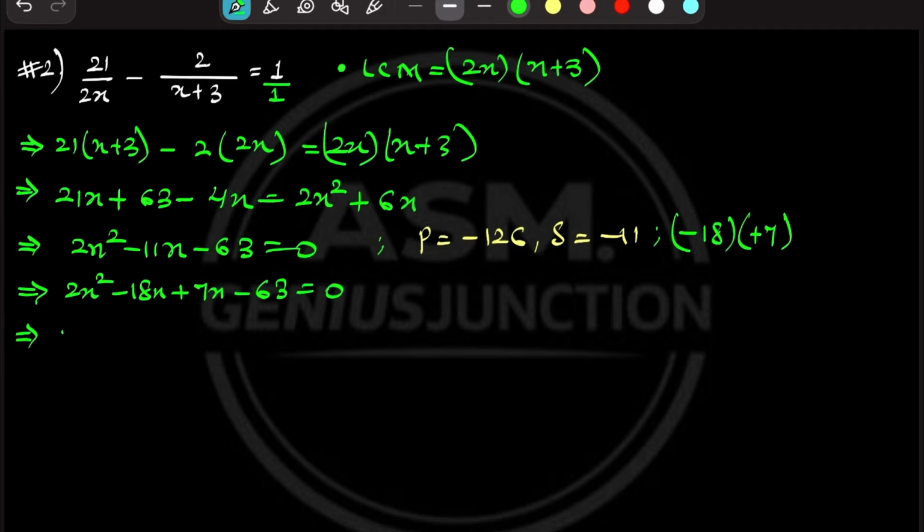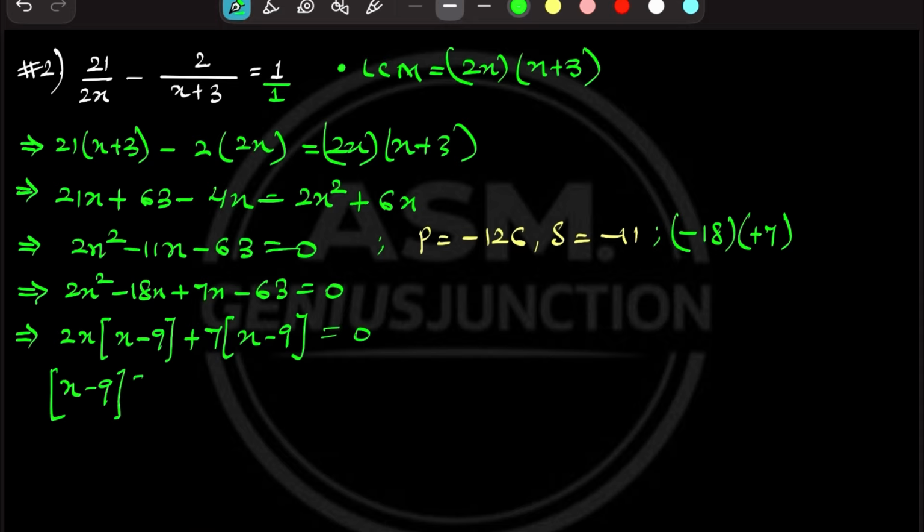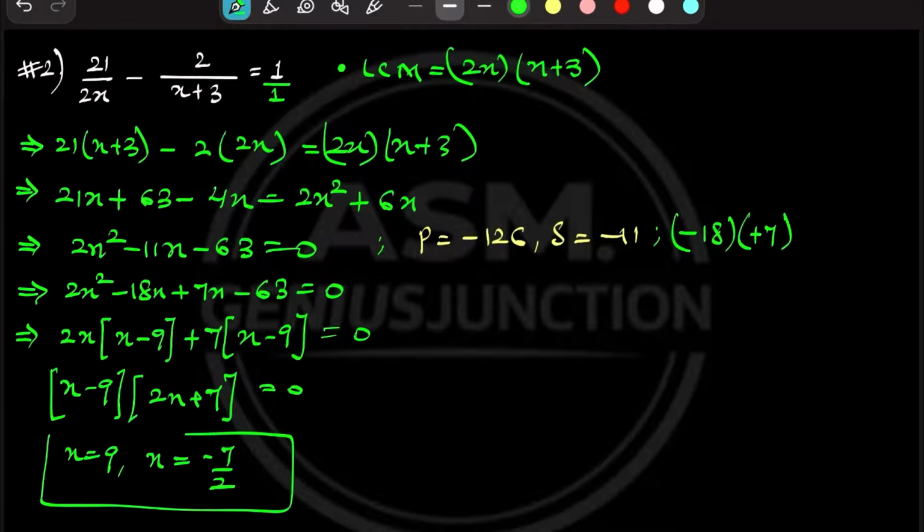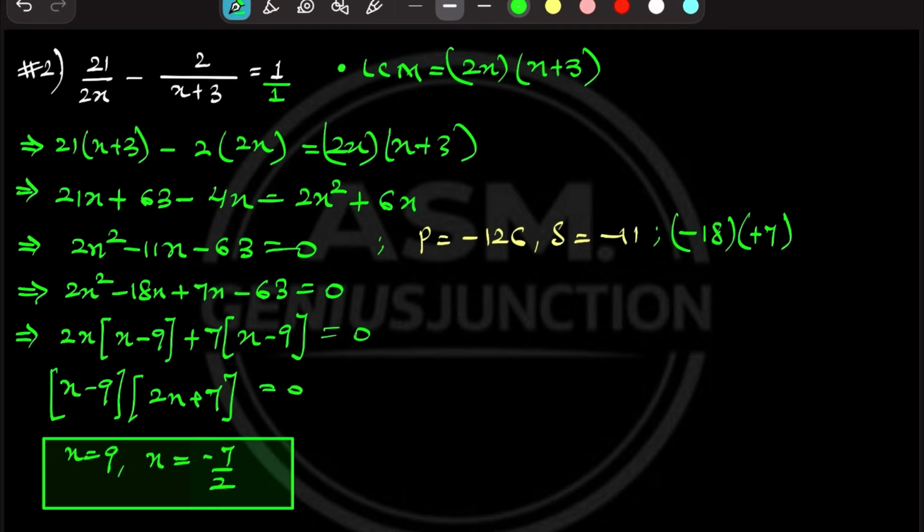So let's quickly take out 2 common along with x from the first two terms. We will be getting x minus 9. Plus 7 is common in the last two terms. You will get x minus 9 again, equals to 0. I will take out x minus 9 common and this is 2x plus 7. Put them equal to 0 one by one and you will get x is equal to 9 or x is equal to minus 7 over 2 as the final answer for the given question.